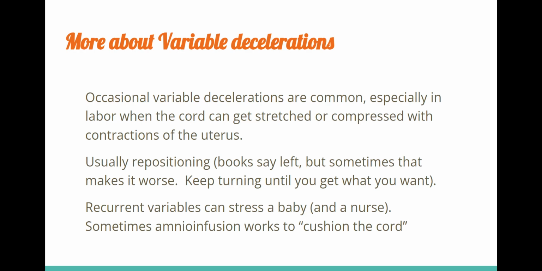A little more about variables. Occasional variable decelerations are common, especially in labor. Cord gets stretched, it can get compressed with an occasional contraction. Usually repositioning that patient will work. Books say left, but sometimes that cord's on the left. Keep turning that patient until you get what you want. If they're not good on their left side, turn them over to the right side. If they're not good on that, put them in high Fowlers. Keep repositioning that patient. The one thing you don't want to do is lay them flat, but a semi-Fowlers or a high Fowlers, you're trying to find a place where that cord's not going to get compressed.